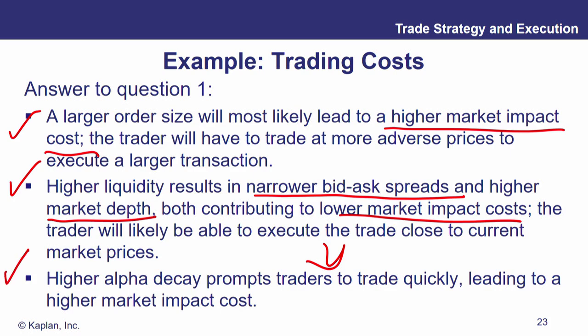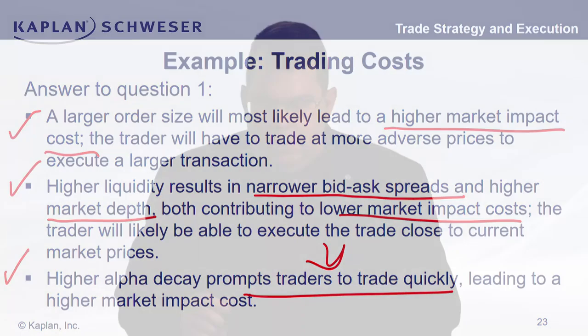Now, with higher alpha decay, what does that mean? That means the trader's got to trade quickly. If I trade quickly, that means I'm likely to have higher market impact cost. So do you see how all this works together? I love working these problems because it sort of brings the definitions and the terms to life. If you don't work these problems, I just don't think you'll ever get there. I always find looking at the answers to these questions is a great review of those topics, and I highly suggest you do that as well.